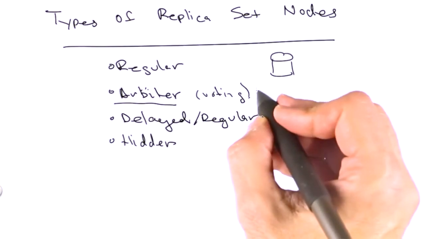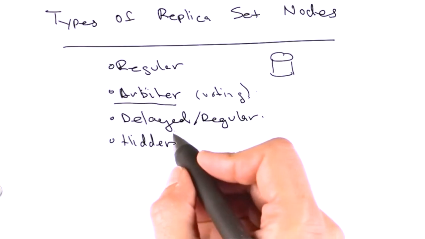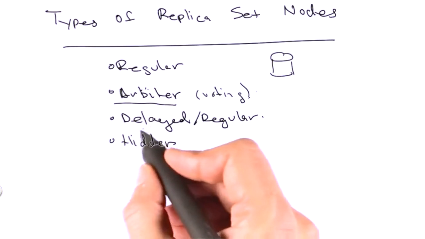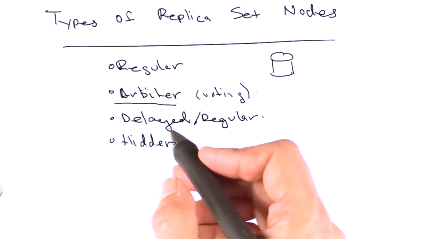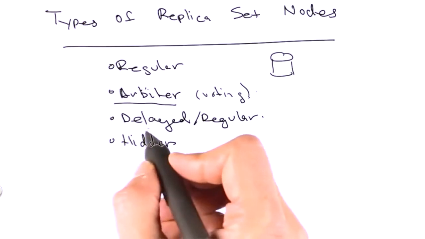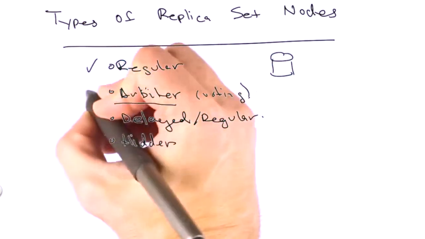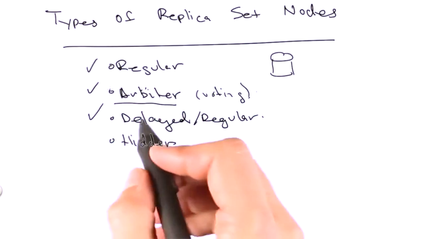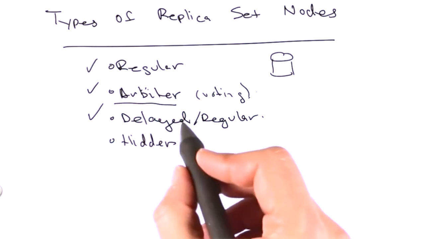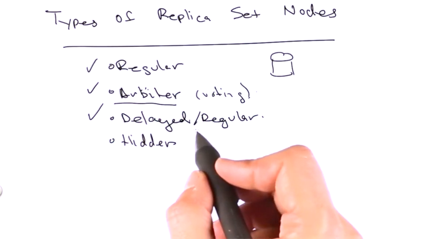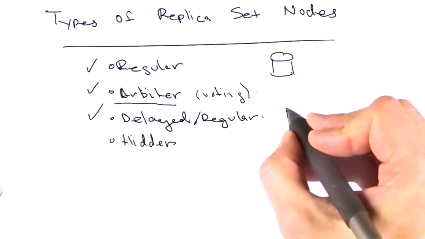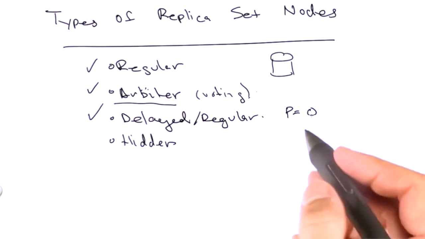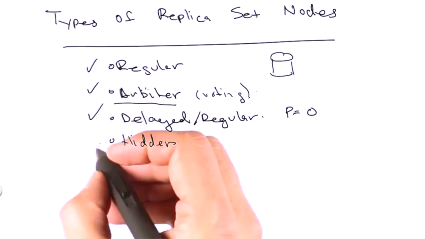Another type of node is a delayed node. That's often a disaster recovery node. It can be set to be, let's say, an hour, 2 hours, or whatever you want behind the other nodes. And it can participate in the voting, so that's yes to the voting. But it cannot become a primary node. To achieve this, its priority is set to 0. And you can set the priority of any node to 0 if you want, and it cannot be elected to be a primary node.